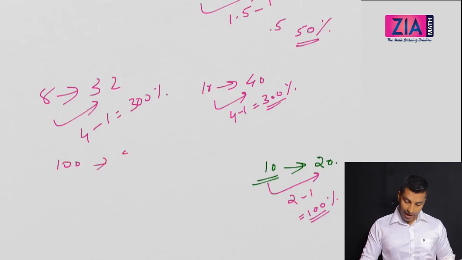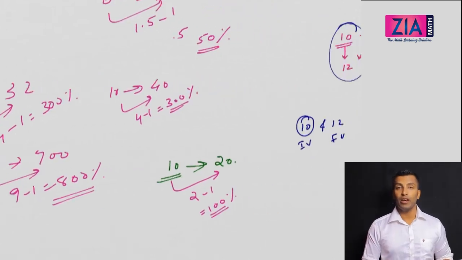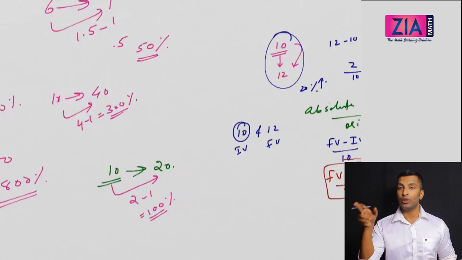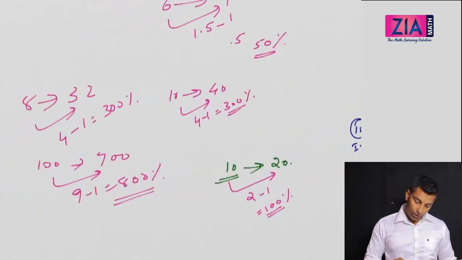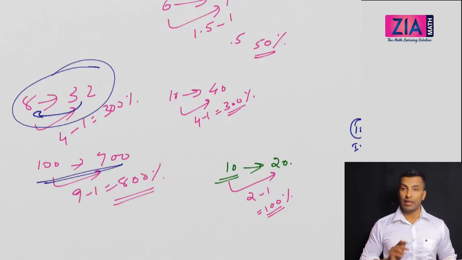100 to 900. What is the percentage change? Factor of multiplication is 9. Now 9 minus 1, 8. 800% change is there. So what we are doing is finding the factor of multiplication, then minus 1, then 2 zeros. If these two values are known, second divided by first gives you the factor of multiplication. And I hope you will feel this is much easier, right?